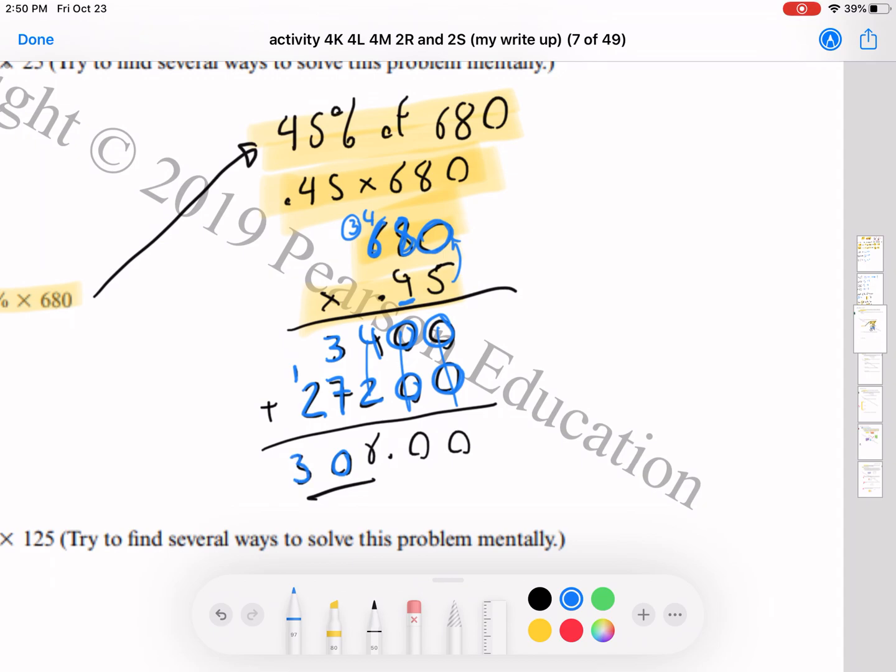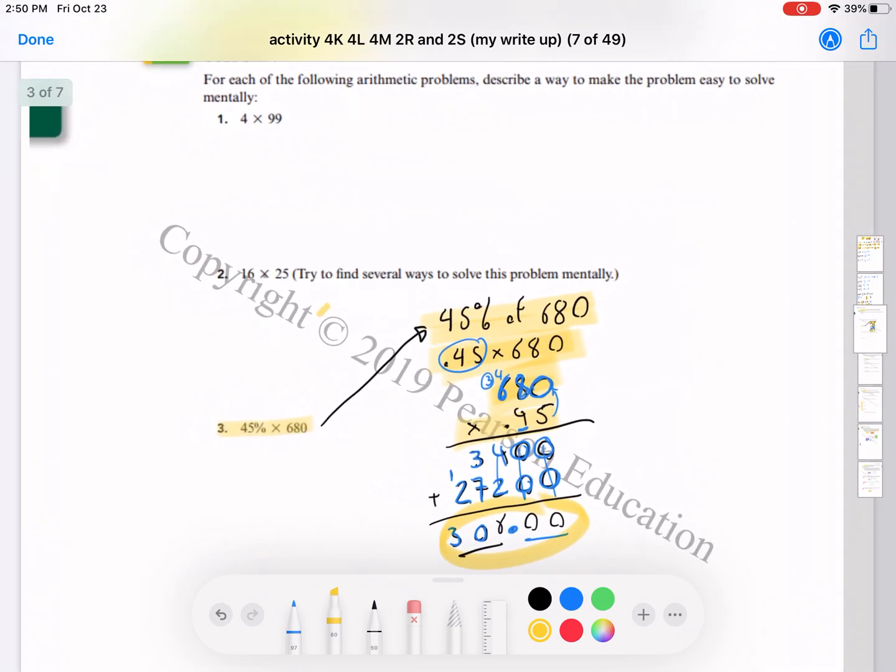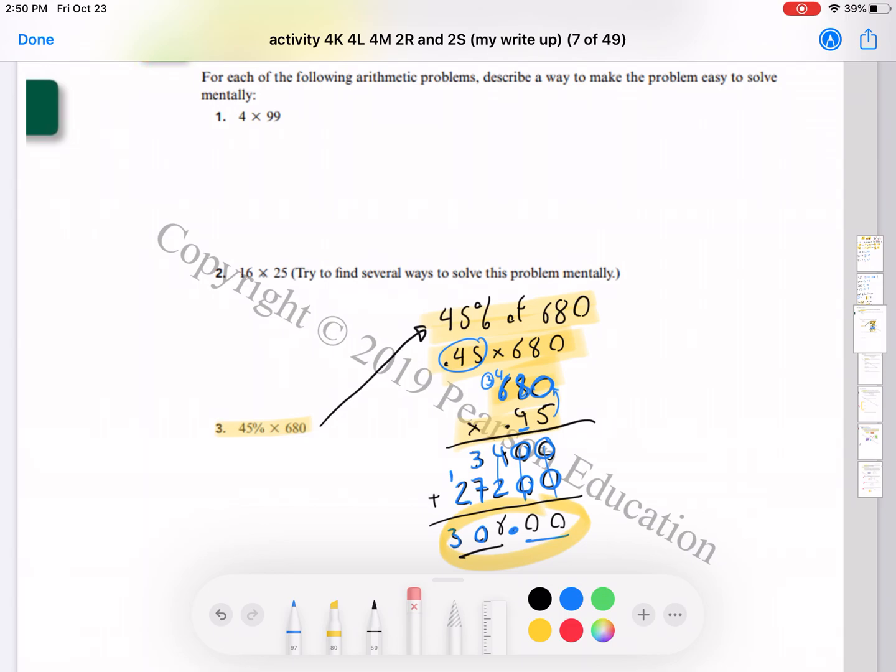Now, in this original problem, there were 2 decimal places, so I need to put in 2 decimal places, and we also went over that. So, somewhat of a tedious problem. However, there's a lot of other ways to solve these problems. Sometimes this is also thought of as a table method. If I want 45% of 680, we can just use our reasoning about fractions, right?